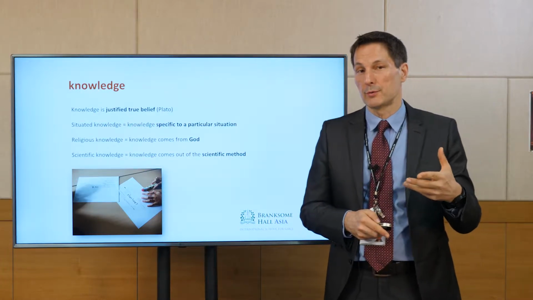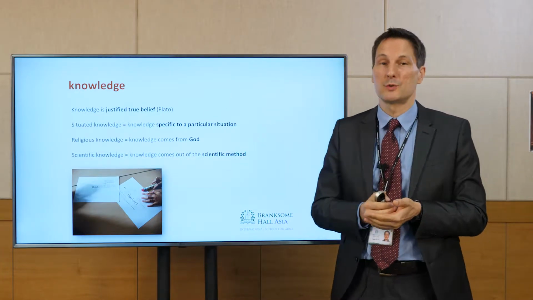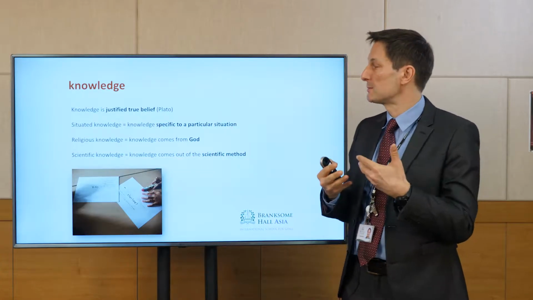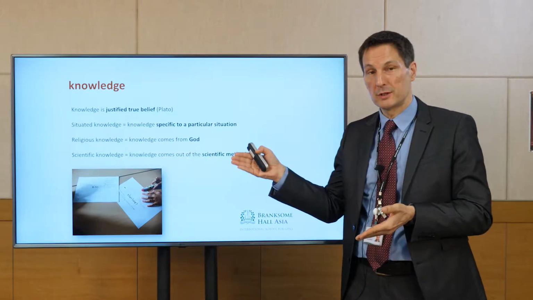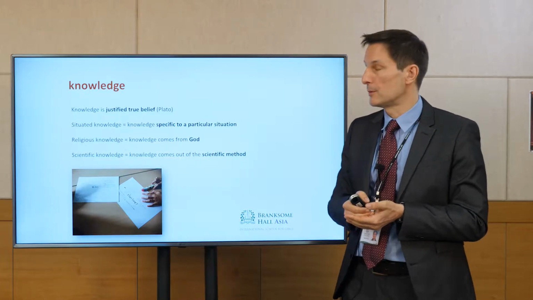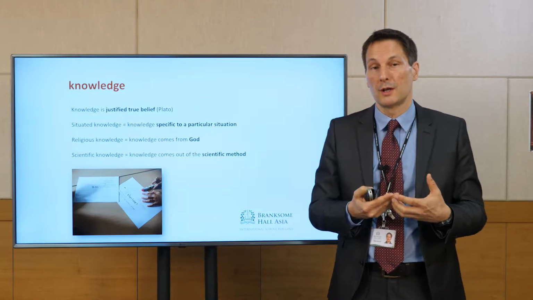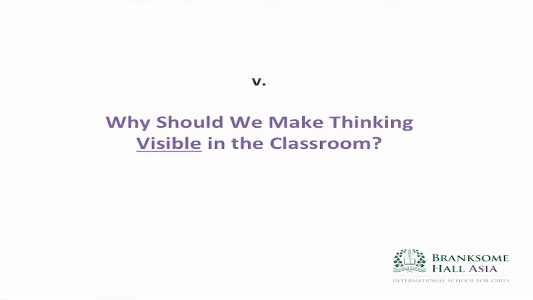And to take one example, the question of knowledge, the word knowledge, you can see here that there are various different ways to interpret that particular word, to define that word. We've talked about the Platonic definition of justified true belief. There's also situated knowledge, which is knowledge that's specific to a particular situation. We can also talk about the differences between religious knowledge and scientific knowledge. Religious knowledge, of course, to believers being knowledge that comes from God, and then scientific knowledge, which is knowledge that comes directly from the scientific method.